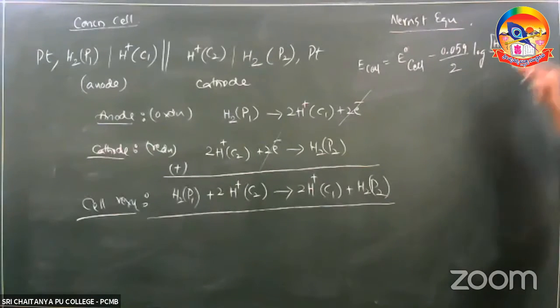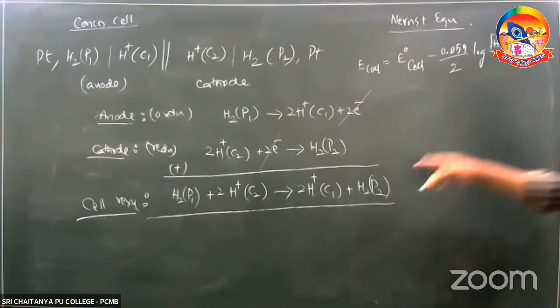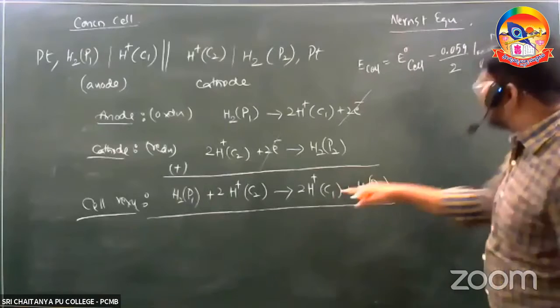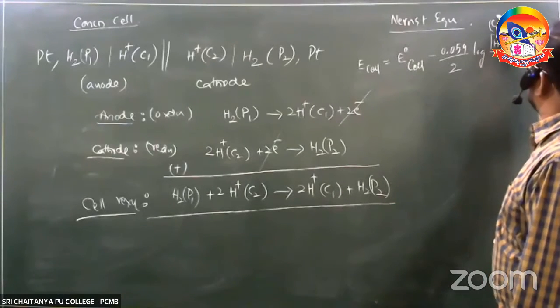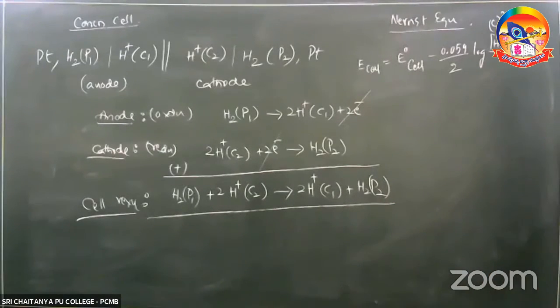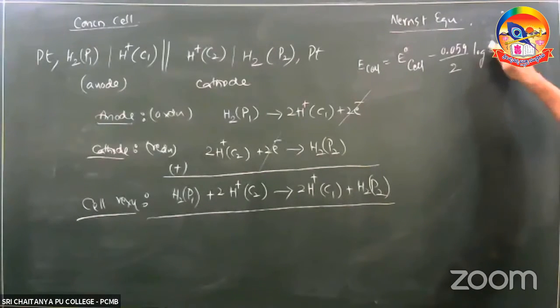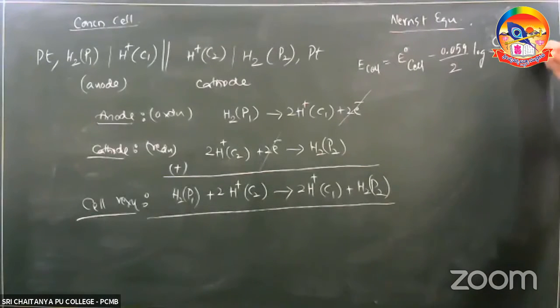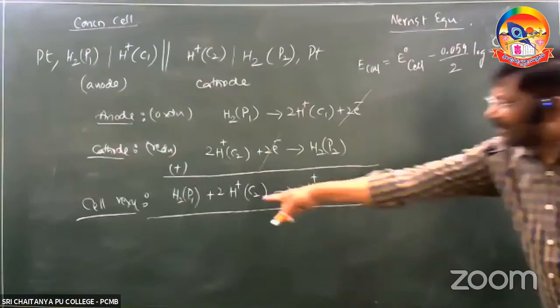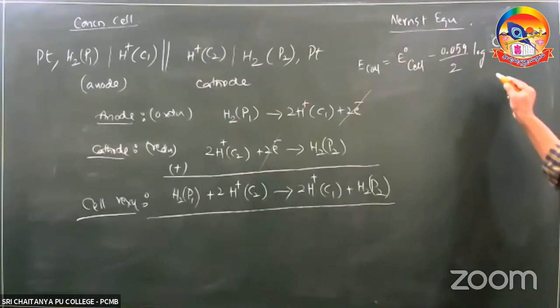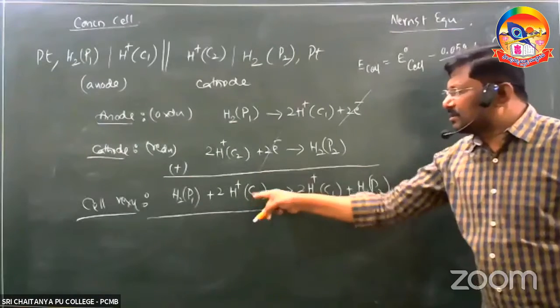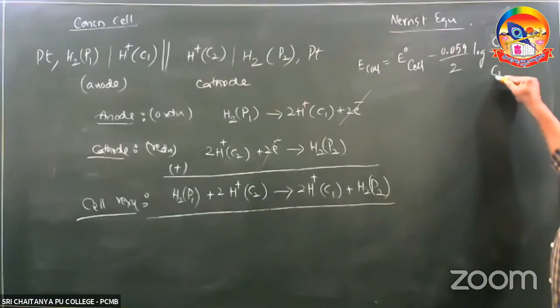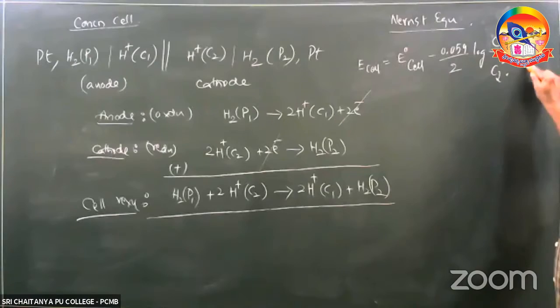Okay, so this is how much H plus is, I am saying the products. This is C1 square. Understand? C1 square. Otherwise, let me write here itself. C1 square. Next one, reactants: H plus C2 square. Then P1. That's all.